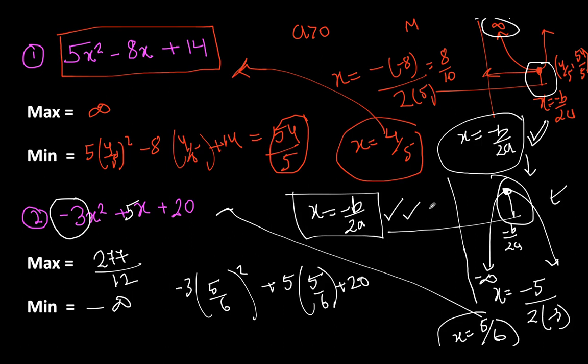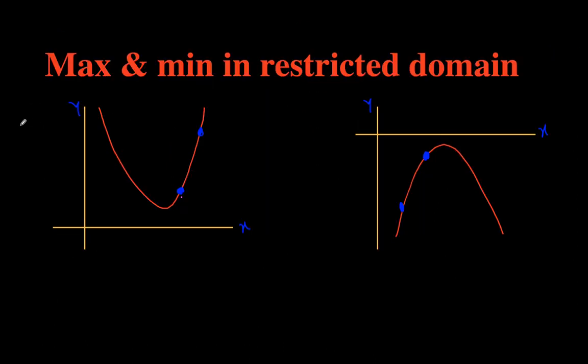Okay, now this concept is valid only when x belongs to the real numbers. What will happen if x is restricted, like something in between 5 and 0? Then you can't directly say your maximum is infinity or minimum is infinity. So now we are going to talk about that concept.